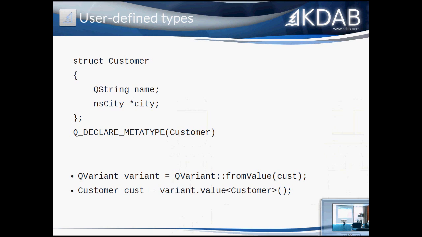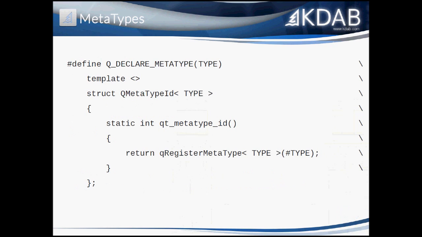So it's implemented something like this, I've simplified the macro quite a lot. But the point to see is that it's a specialization of a struct that's built into Qt called QMetaTypeId. And remember, it has this static method qt_metatype_id. So that's the one that we've seen before.